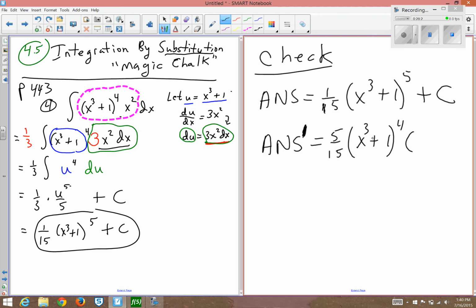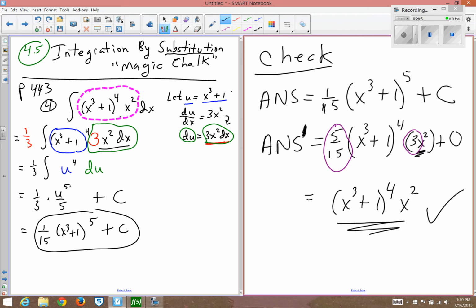The derivative of what's inside here is 3x squared plus 0. And the derivative of any constant is 0. Do you see 5/15 times 3? You know what 5/15 times 3 is? It would be 15/15, which is 1. That means we have 1 times x cubed plus 1 to the 4th times this x squared plus nothing. That's the original integrand.